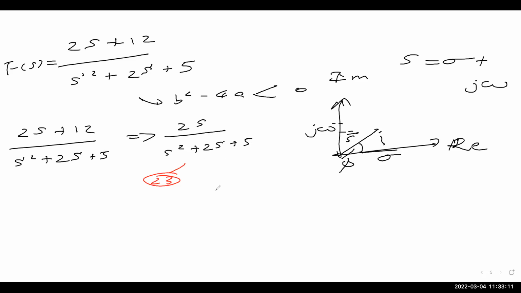And then this 12, as a constant, we can get here over s squared plus 2s plus 5. For this we can use transform number 22. Just check whether it's correct again. I'm referring to my printed table here. Okay.